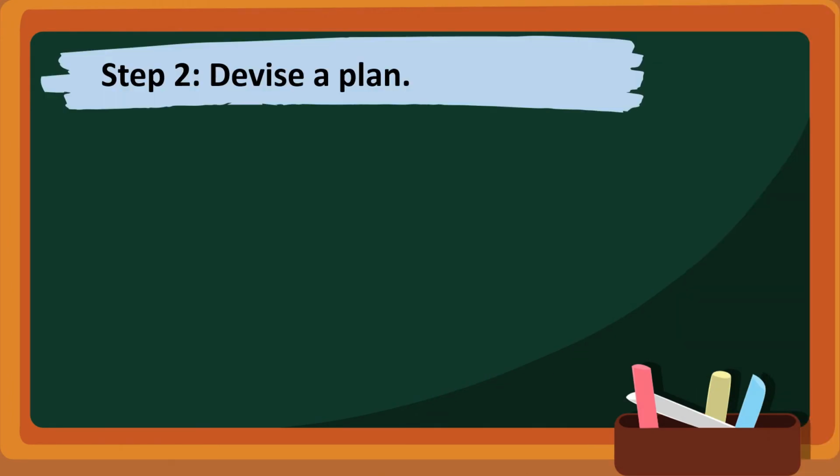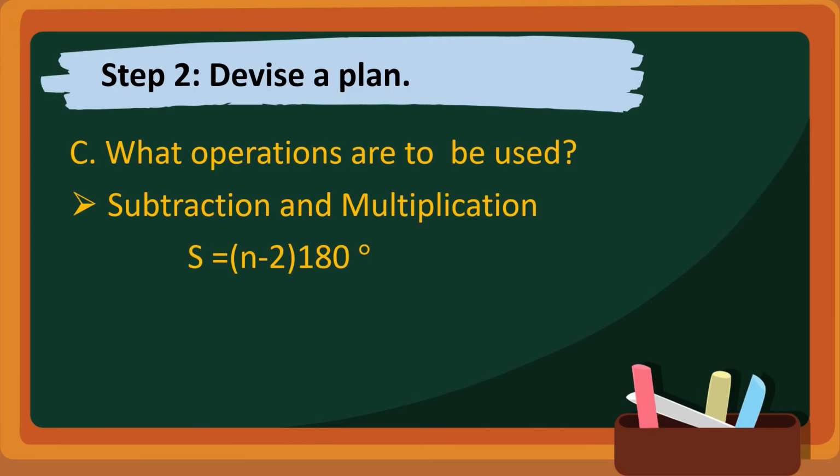Step 2. Devise a plan. What operations are to be used? The operations to be used are subtraction and multiplication. Therefore, we have S equals the quantity of n minus 2 times 180 degrees.